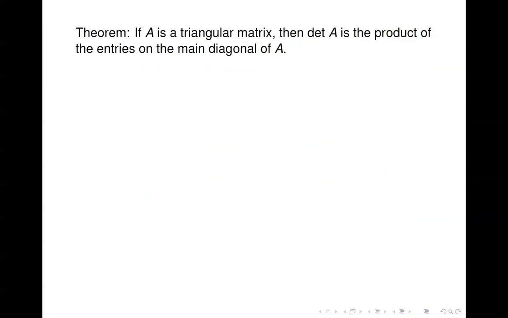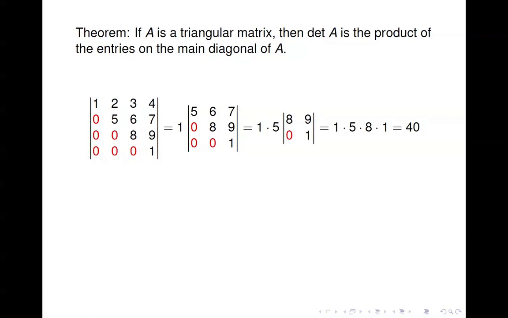Alright, so we have a theorem that says if A is a triangular matrix, then the determinant of A is the product of the entries on the main diagonal of A. Okay, so this is making it easy to compute the determinant if your matrix is triangular. It's pretty easy to see how that works.